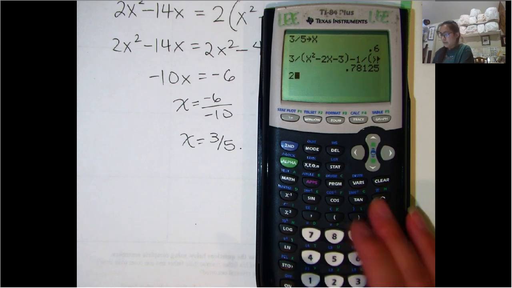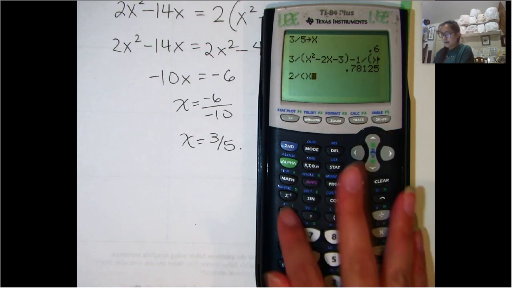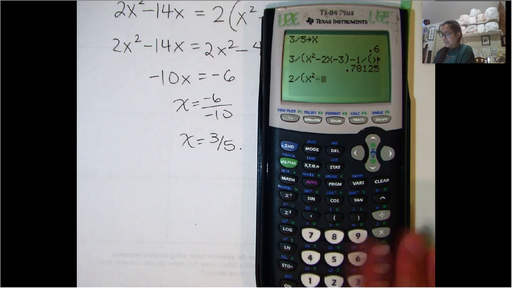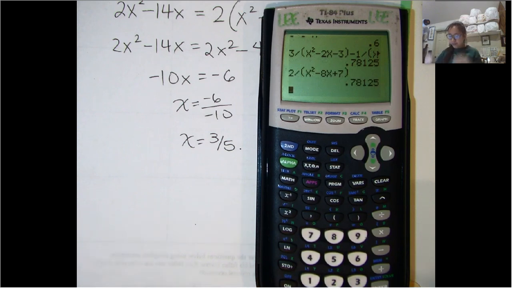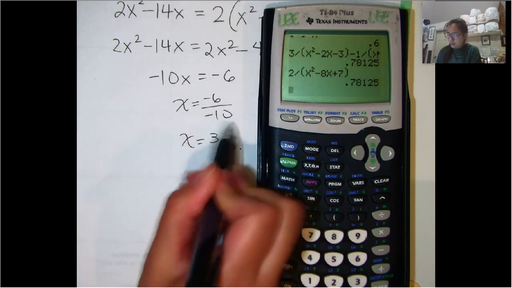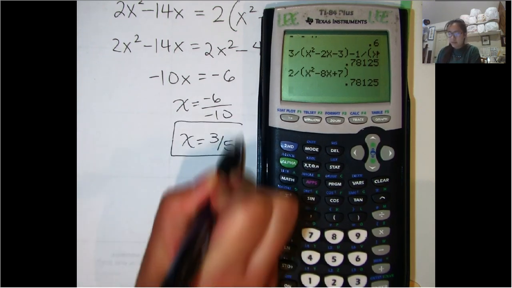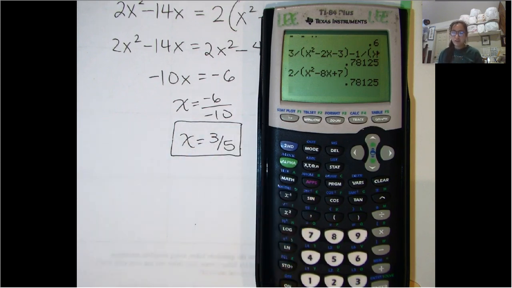So you do 2 divided by, in parentheses, x squared minus 8x plus 7, close parentheses. Hopefully you get the same thing, and you do. And so x equals 3/5. Okay, so don't forget to always check your answer just to make sure that the answers are not extraneous. Okay, so go ahead and do some more practice.